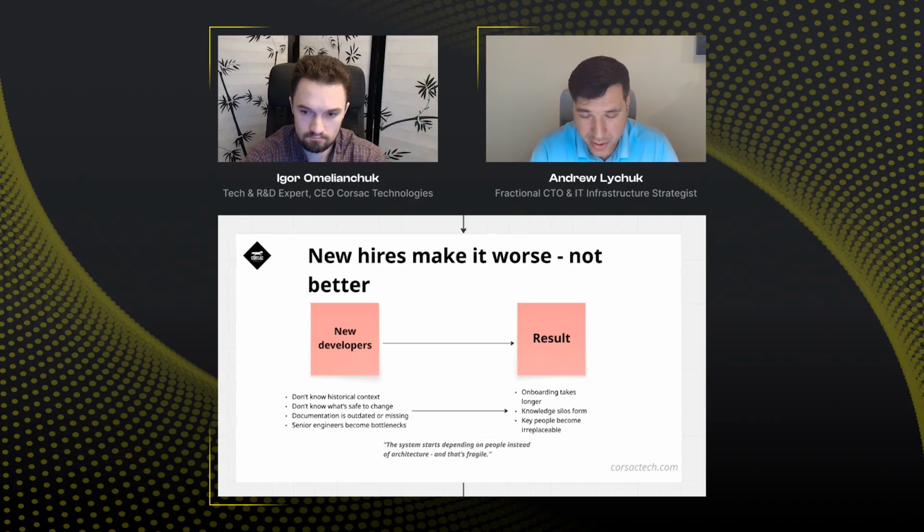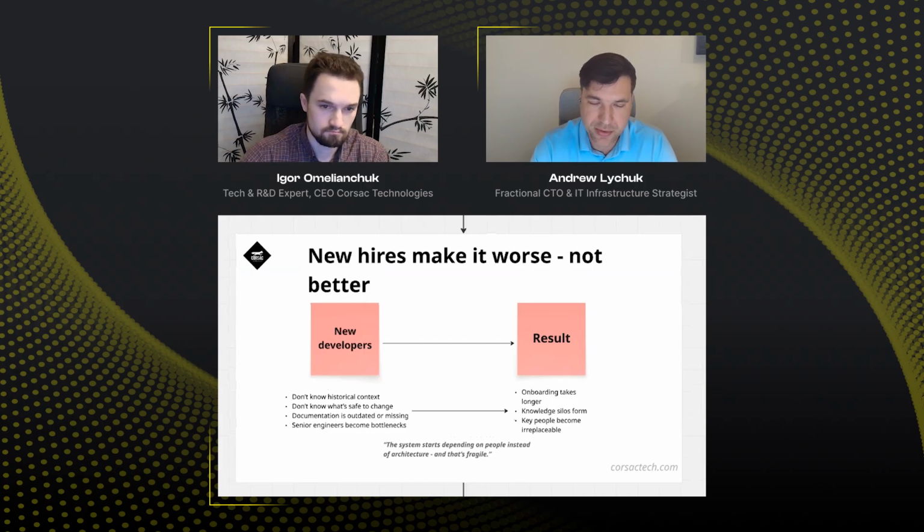And this is a huge problem. As a result, onboarding of new developers takes longer. Knowledge silos form, and key people become irreplaceable. So the system starts depending on people instead of architecture, and that's very fragile for business. It's a very big risk.